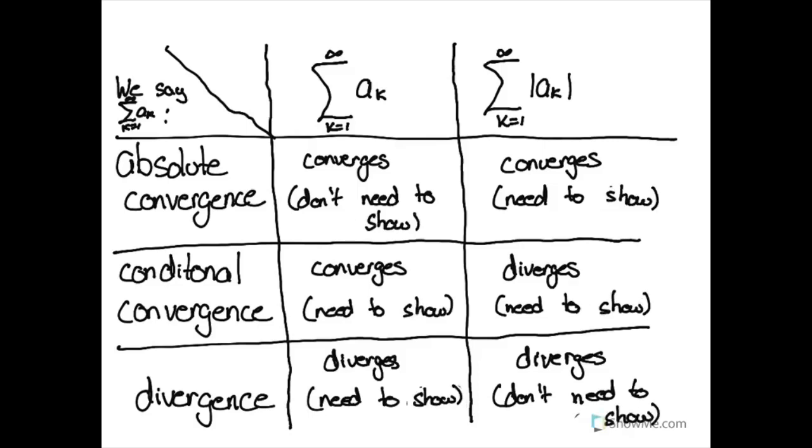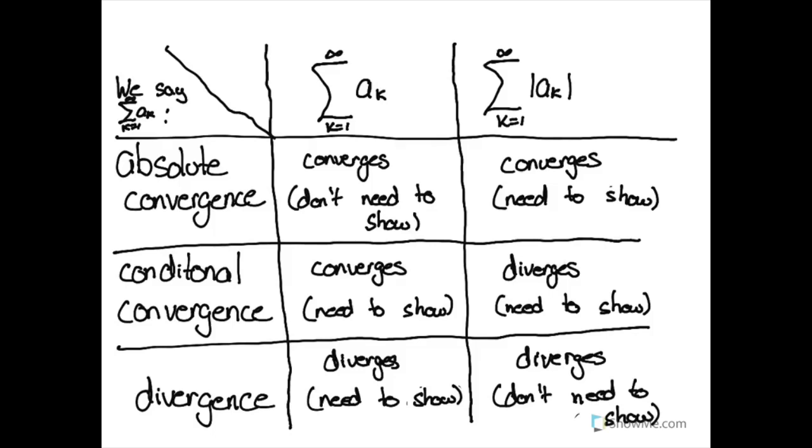Right, so actually I'm going to change the word check to show. In the absolutely convergent case, you don't need to show that the original series converges, even though it does, but you do need to show that the absolute value series converges. In the conditional convergence case, you need to show that both the original series converges and that the absolute value series diverges. And in the divergent case, you only need to show that the original series diverges, which will imply by the theorem on the last page that the absolute value series diverges.